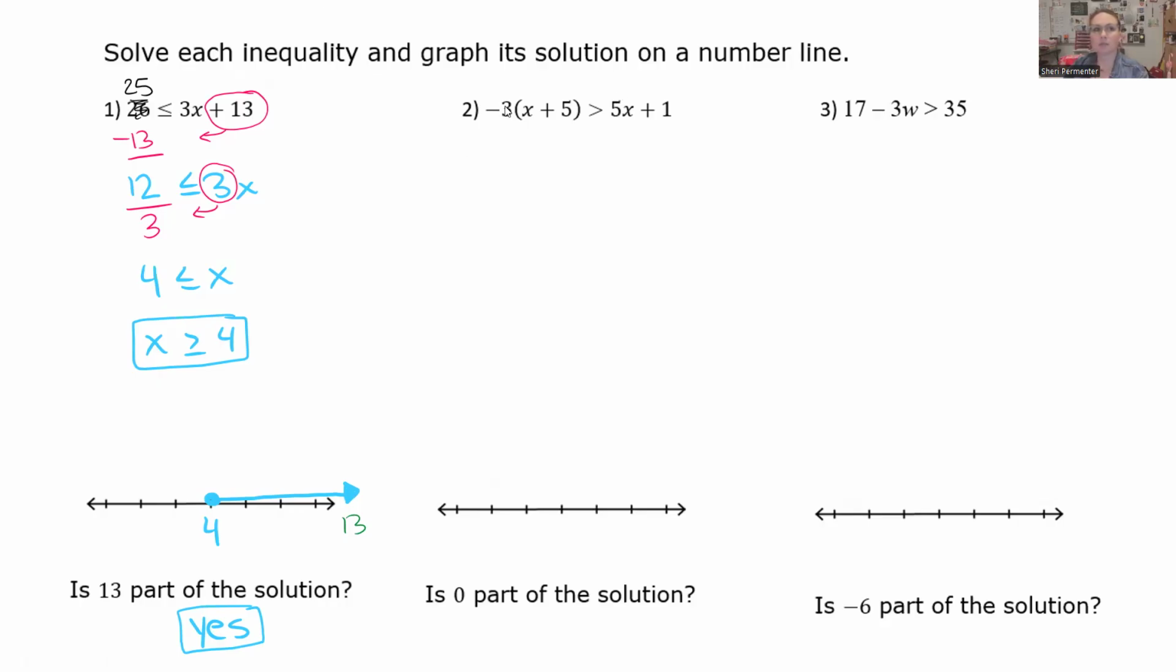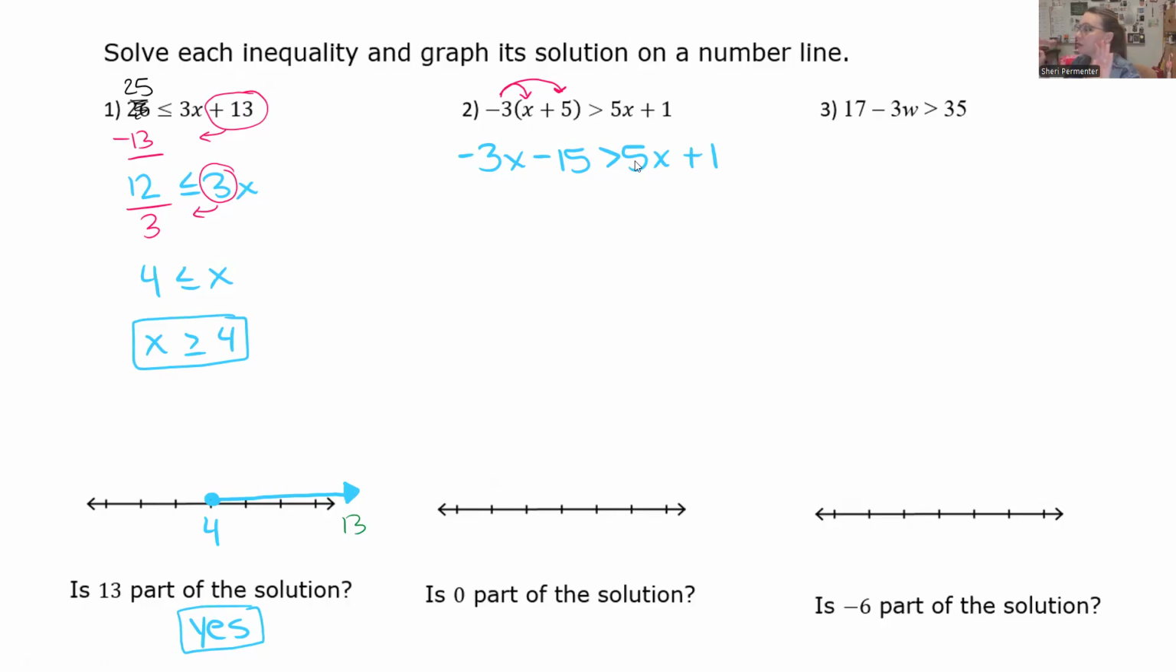For the next problem, all right, we've got this. We did solving equations last class. What do I need to do first? Distribute. So I'm going to distribute the -3 to both pieces inside the parentheses. So I get -3 times 1, so -3x. And then -3 times 5, so -15. I didn't do anything with any of the rest of the problem.